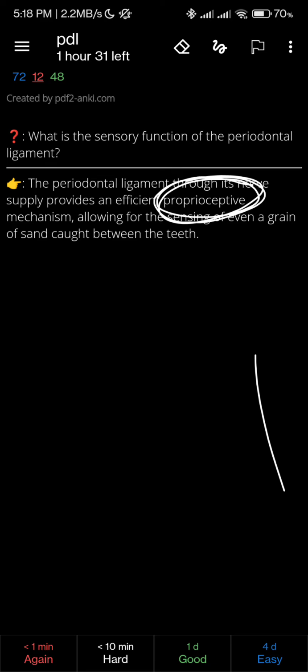Sensory function. Periodontal ligament has got nerve supply. Through it, they have a proprioceptive mechanism, which senses even a grain of sand between the teeth. It provides an efficient proprioceptive mechanism.